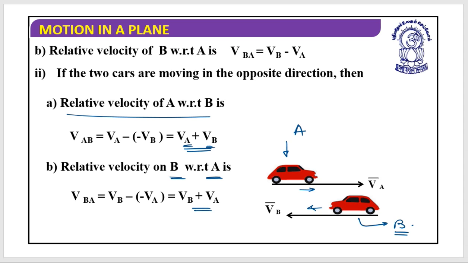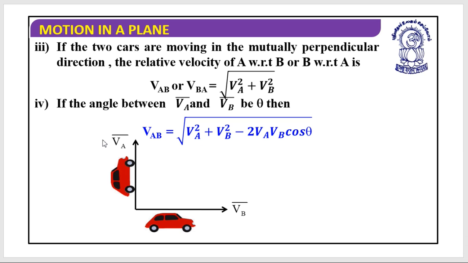So the logic is, if two objects are moving in the same direction, you need to subtract it. If two objects are moving in the opposite direction, you need to add it. Let us suppose that two objects are there. They are moving mutually perpendicular, like this.